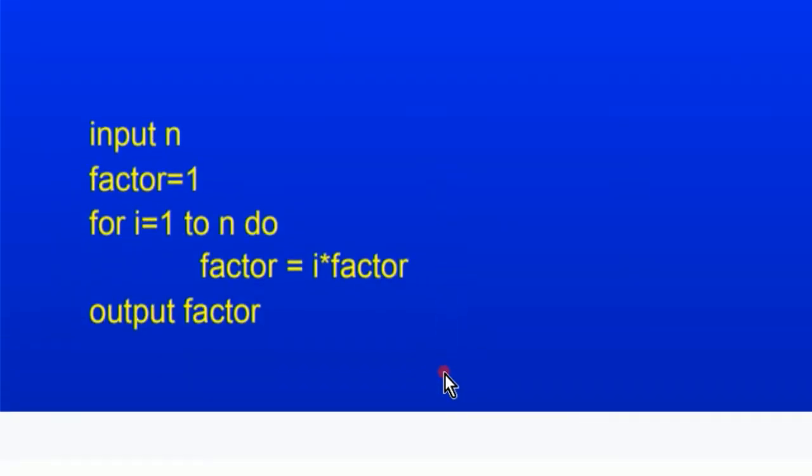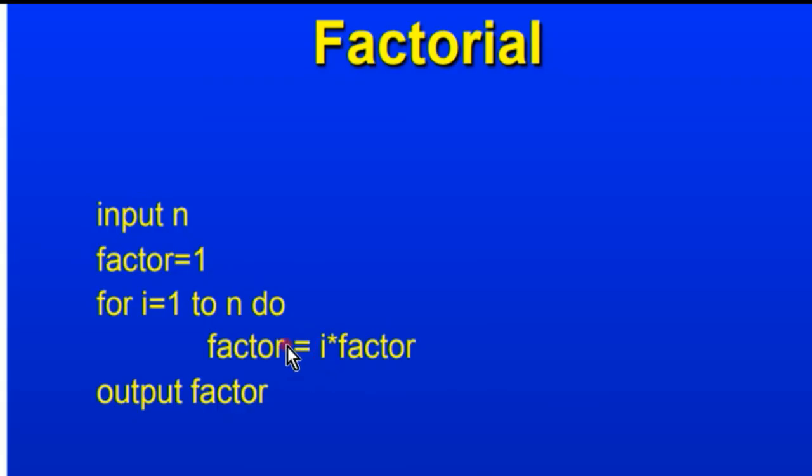We will see the programming approach. Input n value and take factor equal to 1. For I equal to 1 to n, do factor is equal to I into factor, and repeat this process up to n. Output the factor. This is how we will take the approach, and this statement is counted as one statement.